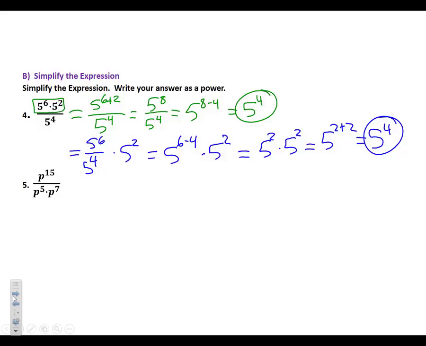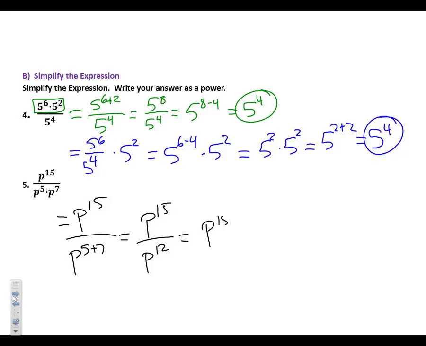So, ladies and gentlemen, let's move right along to our next example. p to the 15th over p to the 5th times p to the 7th. So I'm going to go p to the 15th divided by p to the 5 plus 7, which is p to the 15th over p to the 12th, which becomes, since we're dividing, p to the 15th minus the 12th, which gives us p to the 3rd.